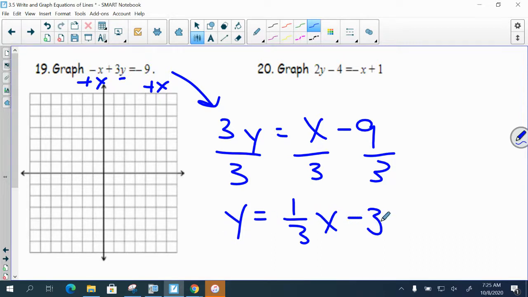Then you can plot the y-intercept and then use the slope to get another point. So down 1, 2, 3, and up 1 over 1, 2, 3. If you're doing this in Edulastic, that's all you need. But if you're doing this on your paper, you might want to make a couple more points so that you make an accurate line. So I'm going to go down 1 over 1, 2, 3, down 1 over 1, 2, 3.